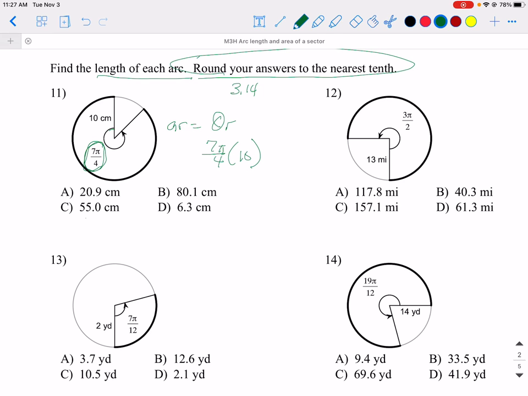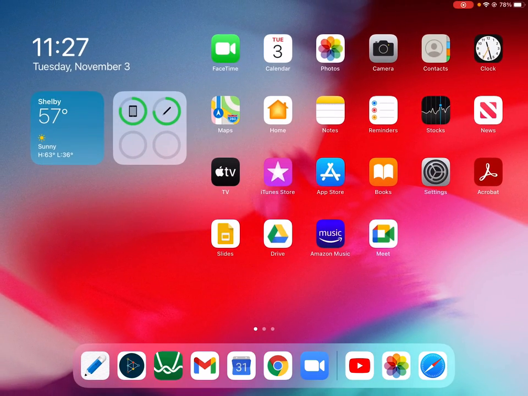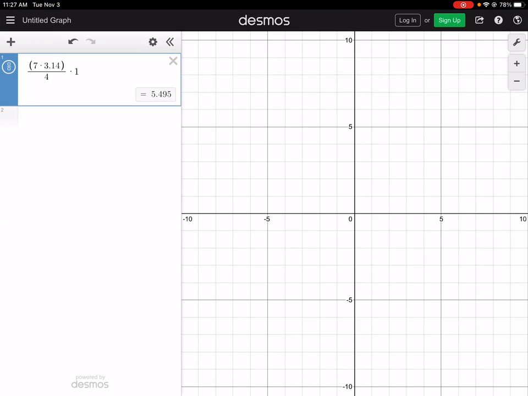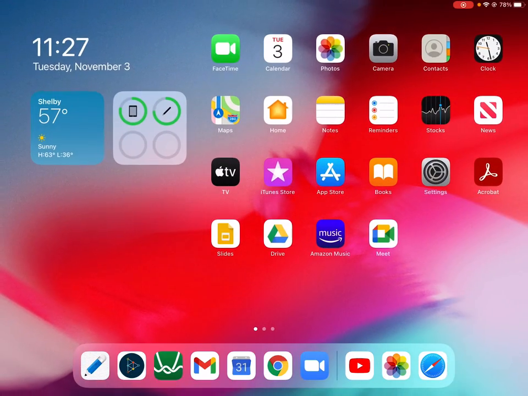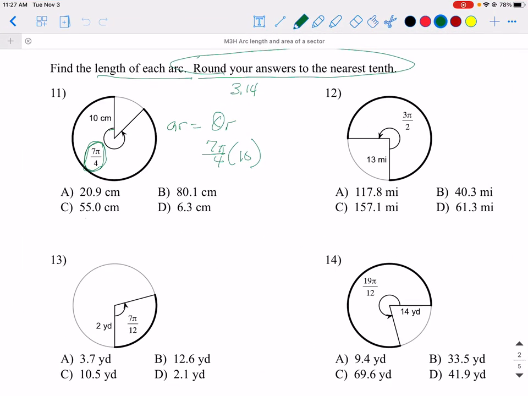Let me check my answer again. Let me check my math. This is like so crazy. 3.14 divided by 4 times 10. That's why. There you go, 55. Always check your math and your calculations. So putting that in, I can see that it's 55 rounded to the nearest tenth.